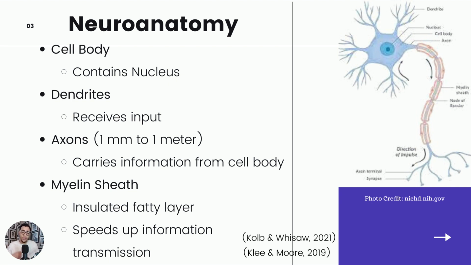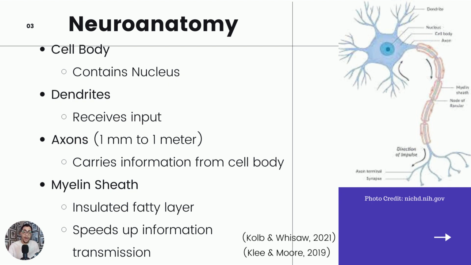And then next is the axon. This is the long tube extending from the cell body. And the terminals at the very end that look like roots, these are the axon terminals. The extensions can be 1 millimeter all the way to 1 meter. And this carries information from the cell body. And most cells are multipolar, meaning that they have multiple dendrites and axons.